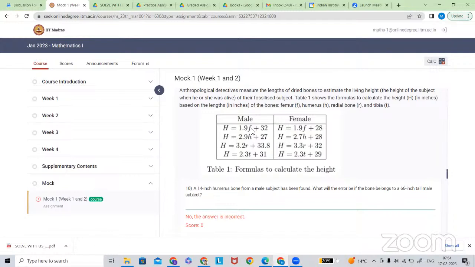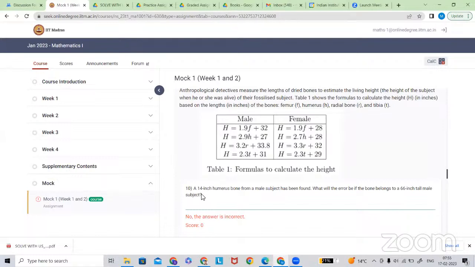See, the left side is given for the height of a male, where f is the femur, h is the humerus, r is the radial bone, and t is the tibia. There are different formulas for male. Height depends on the different bones: femur, humerus, radial and tibia. It depends on how you calculate the height. In this table it is given.